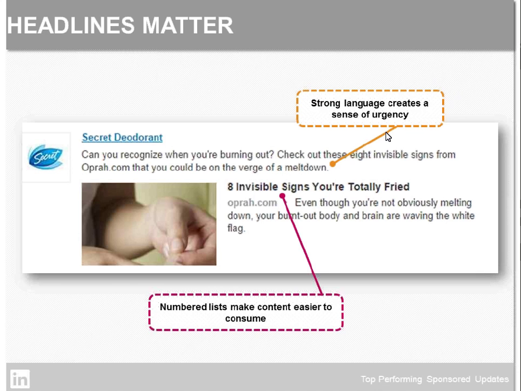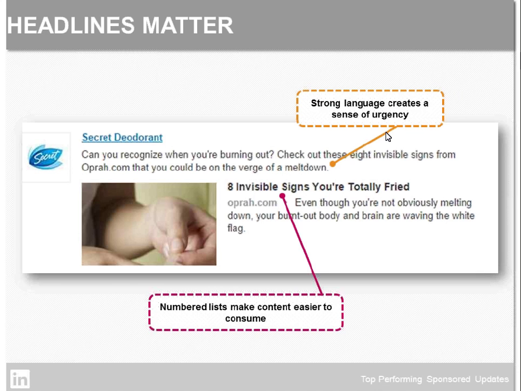The first is the copy. Headlines matter. In this example from Secret Deodorant, the headline is what I think about as the intro copy. "Can you recognize when you're burning out? Check out these 8 invisible signs from Oprah.com that you could be on the verge of a meltdown." Now, you don't want clickbait. You don't want to put something out there that seems really important and intense, and then you get to the article and it doesn't measure up. But creating a sense of urgency or using strong language is definitely one way to create a compelling headline.